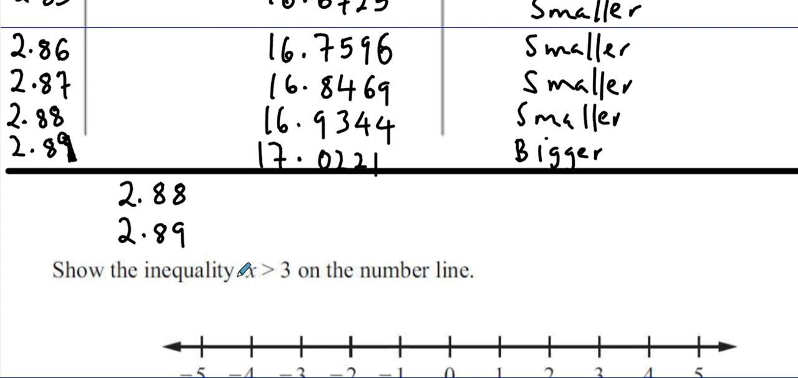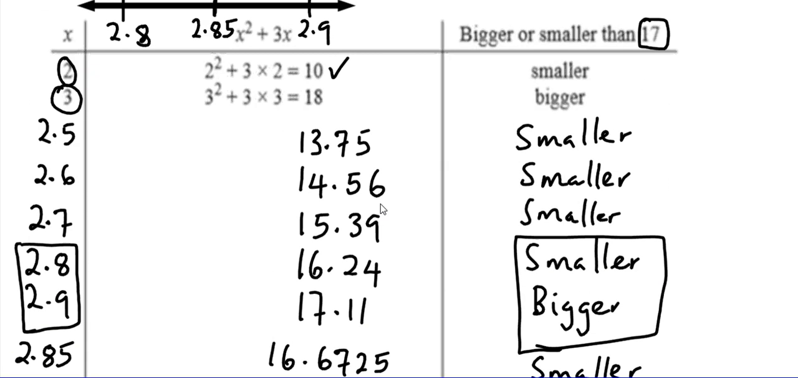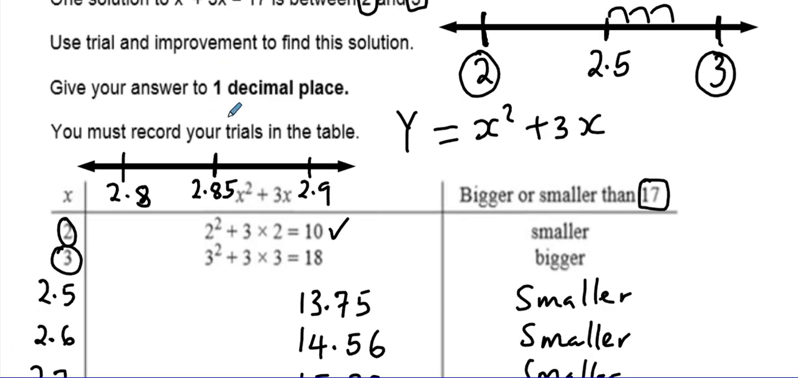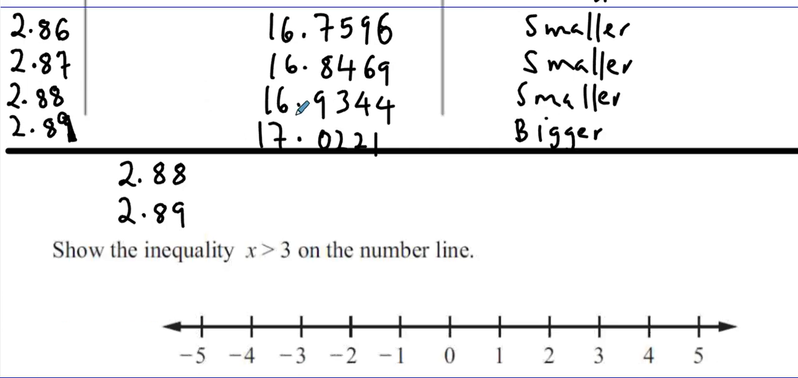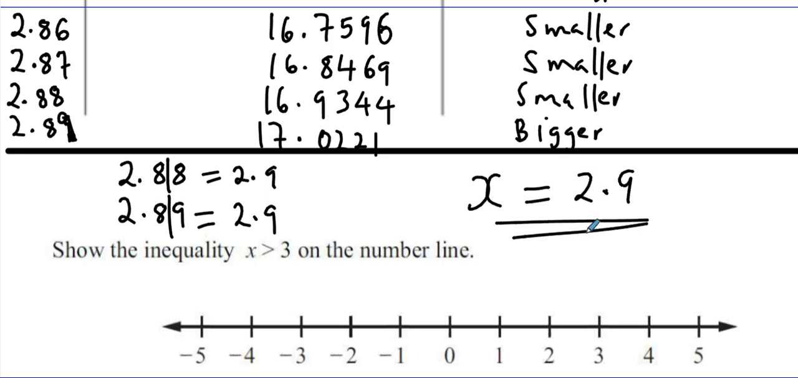Now, because we are told to round off, we are supposed to leave the answer correct to 1 decimal place. You can see that when you round 2.88 correct to 1 decimal place, the answer will be 2.9. When you round 2.89 correct to 1 decimal place, the answer is still 2.9. So therefore x correct to 1 decimal place is 2.9. And this is the final answer.